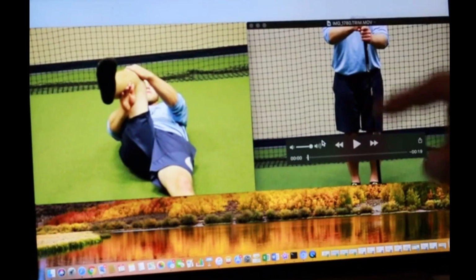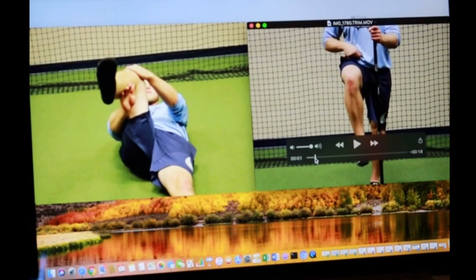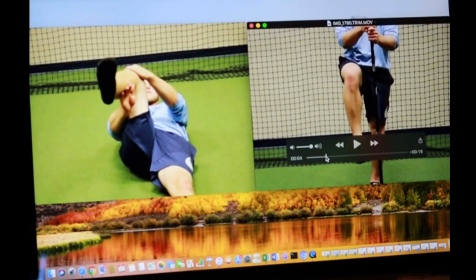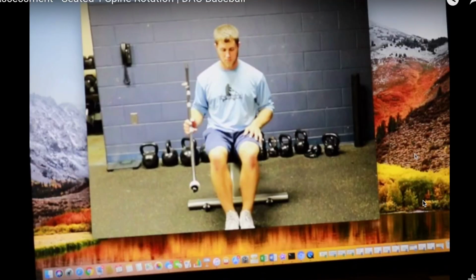Actively, we're going to get something like a broom handle or a dowel rod and support ourselves with that. We're going to bring our leg up. Then we're going to actively take it into internal rotation, just like that. So that is what we'll use for hip internal rotation.